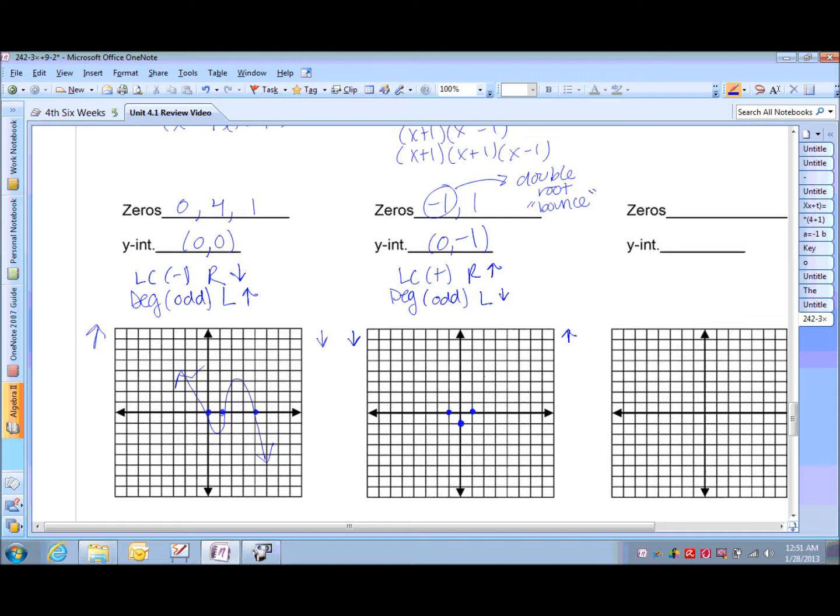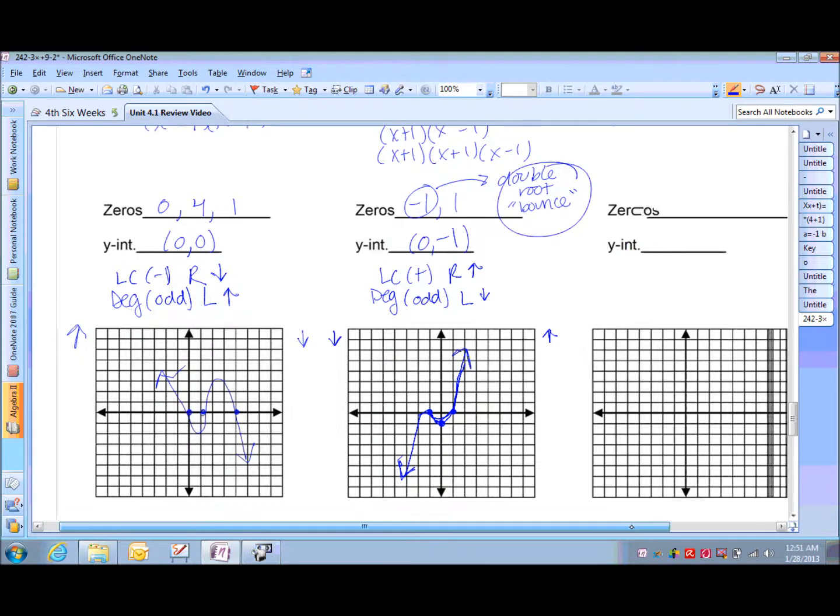Okay, so we're going to go up to the right. And remember, when we hit negative 1, it's going to bounce. So we start with our tendency up to the right, pass through our y-intercept, and when we hit our 0 at negative 1, we have to bounce back down. We don't pass through it, it bounces back down. So if you ever have a double root, it just bounces off that 0 and goes the opposite direction. Okay, so it's really important to remember double root means bounce.